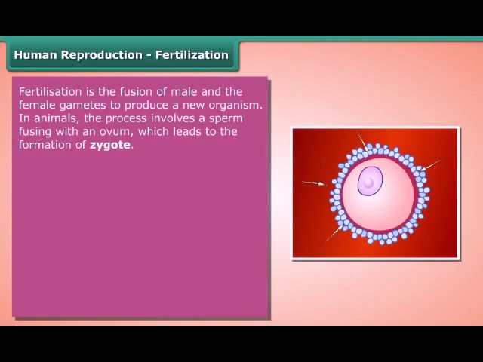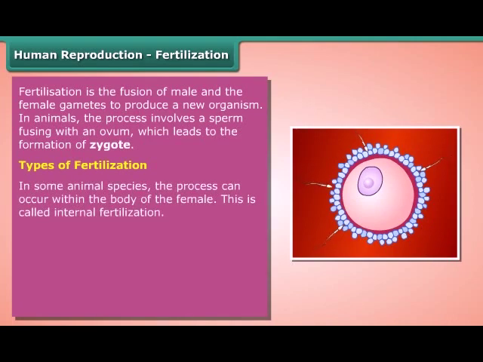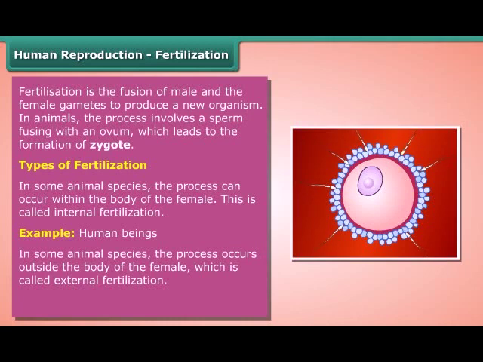Human reproduction, fertilization. Fertilization is the fusion of male and female gametes to produce a new organism. In animals, the process involves a sperm fusing with an ovum, which leads to the formation of a zygote. Types of fertilization. In some animal species, the process can occur within the body of the female. This is called internal fertilization. Example, human beings. In some animal species, the process occurs outside the body of the female, which is called external fertilization. Example, frogs and fishes.